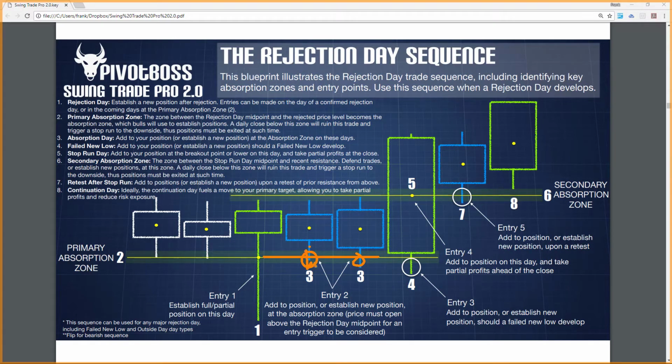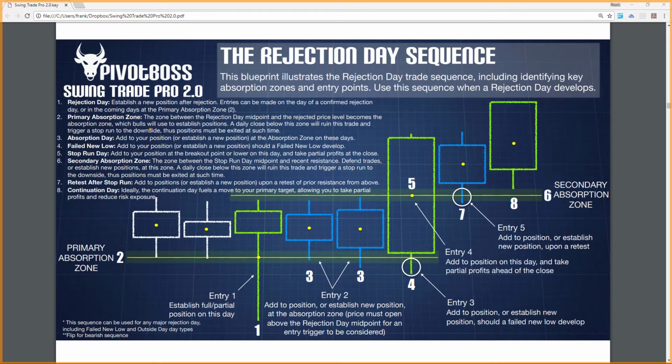If price drops below it and then it can't get above and it starts doing this, then yeah, that's probably toast, right? And then it starts working its way down this tail, and all of a sudden you're down here. That's not what you want to see. You want to see the market bounce or show some sort of life off the absorption zone on the first test. So the primary absorption zone is the zone between the rejection day midpoint and the rejected price level, right?